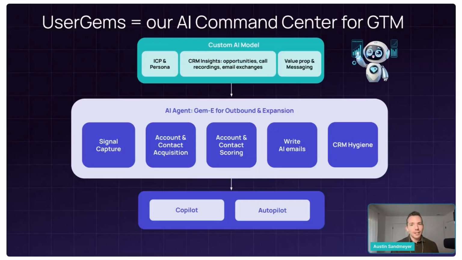So let's talk about our signal capturing, account and contact acquisition. That's where it goes and finds all the good contacts and all the accounts. Then, okay, we have this information. How are we scoring it? How are we not reaching out to someone who is an active user in our platform, because maybe we're trying to do an upside value play and we already know they're an active user? We don't need to reach out to them again. We make sure that's factored into our scoring and our automation.